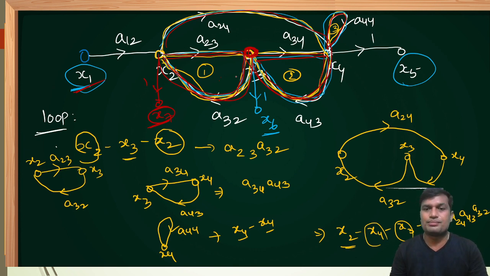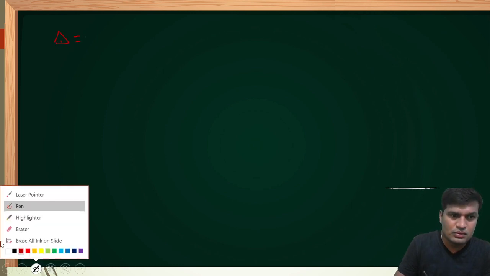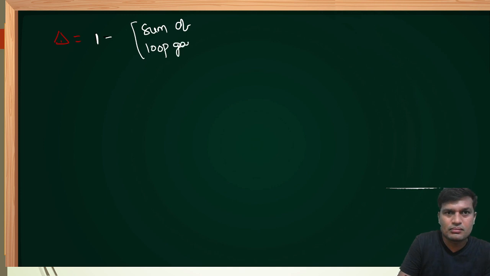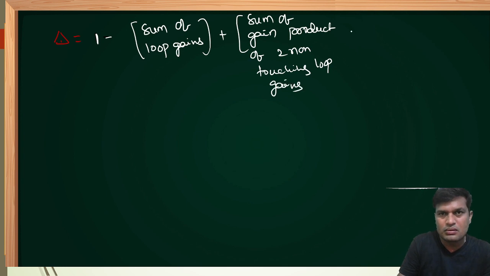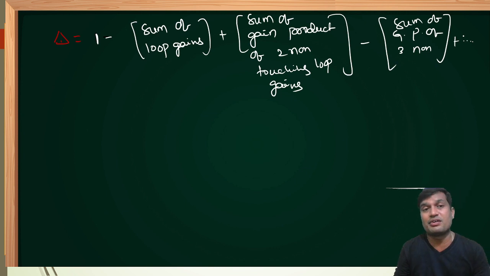Okay. Now, what is delta? Delta is equal to 1 minus, sorry, delta equals 1 minus the sum of loop gains, plus the sum of gain products of two non-touching loop gains, minus the sum of gain products of three non-touching loop gains, and so on, plus 4 non-touching, minus 5 non-touching, and so on.